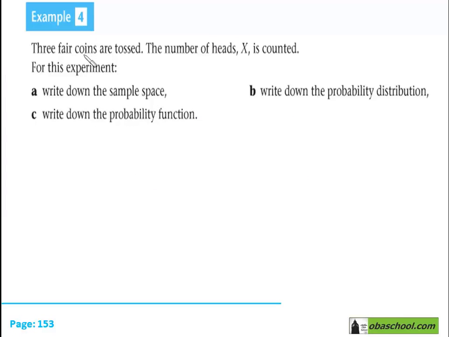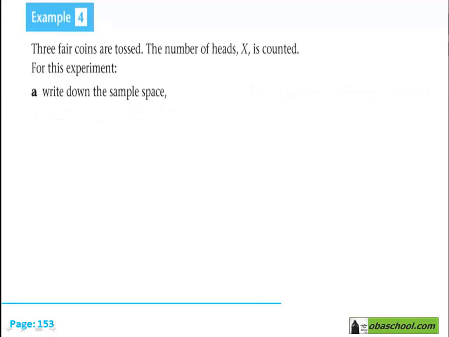Look at this example. 3 fair coins are tossed. So the outcomes could be head or tail. The number of heads, x, is counted. The random variable is x, which defines the heads that appeared on the coin. For this experiment we have part A, write down the sample space, part B, write down the probability distribution, and part C, write down the probability function. We will start with part A.